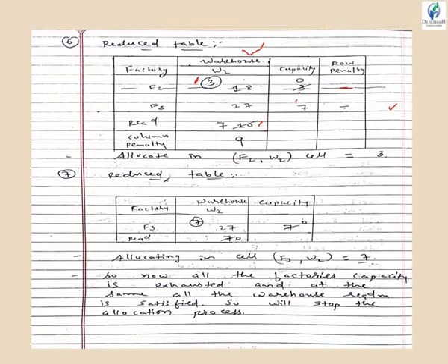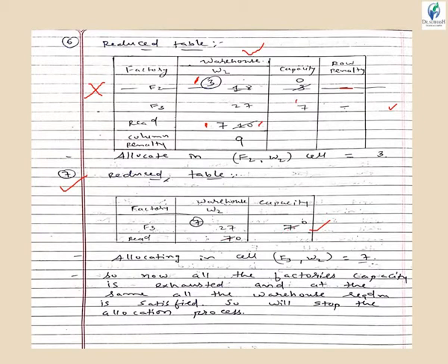Now you can see factory F2's capacity, which was 3, is now exhausted, that is now 0. So we will delete the F2 row in our next table and redraw the reduced table in our next step. But the requirement of warehouse 2, that is 7, is still remaining. That we will draw in our next table, the 7th step, reduced table. Now F3, that's 27, is as it is. W2's requirement is 7 and the supply capacity of F3 from the previous table, that was 7, is still there.